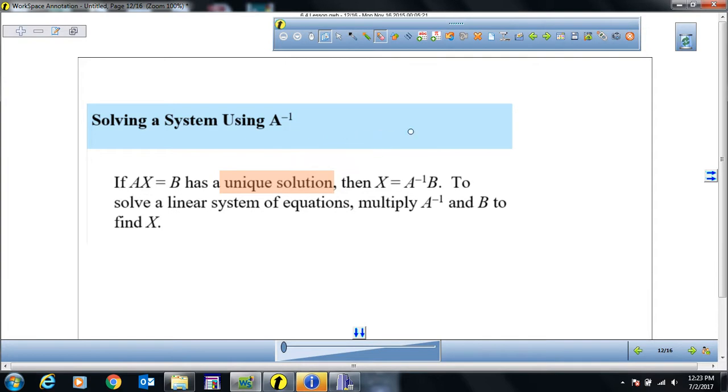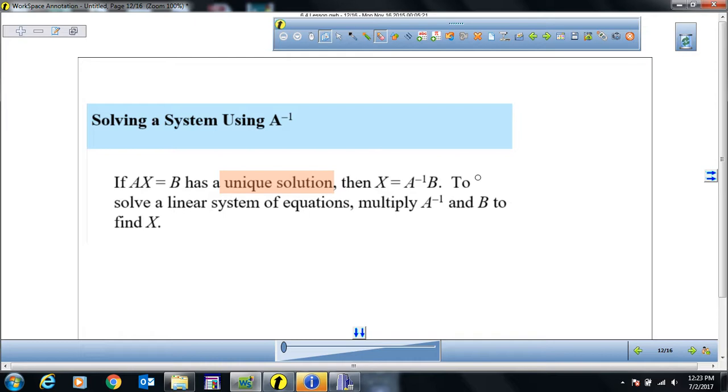Now, what happens if the system has infinitely many solutions or no solution? Then you will notice that you cannot solve the system using the inverse. You're going to get stuck making the ones and the zeros, just like I showed you before in the Gauss-Jordan elimination. On the last row you're going to get a 0, 0, 0, 0, or 0, 0, 0, and a number on the right side. That automatically means no solution or infinitely many solutions.